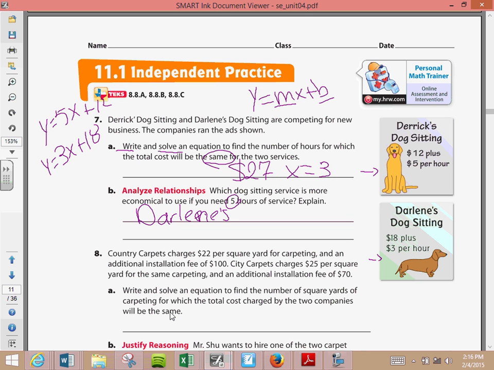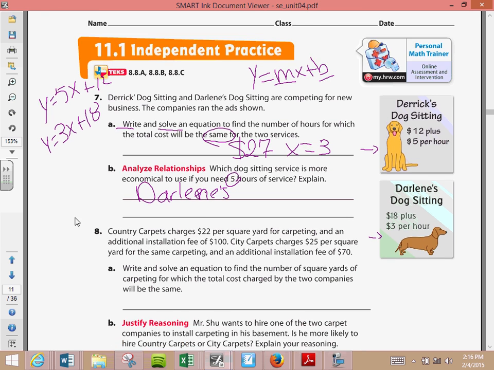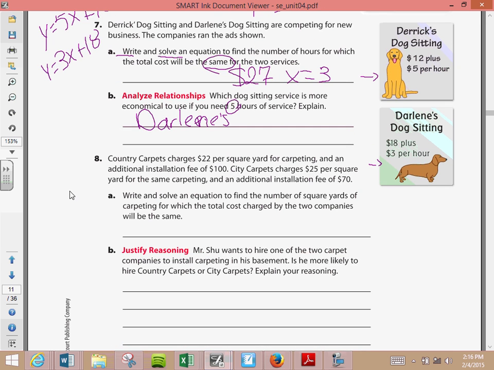And that's it. Move on to the next one. Country Carpets charges $22 per square yard of carpeting and an additional installation fee of $100. City Carpets charges $25 per square yard for the same carpeting and an additional installation of $70. So it'll be similar to the other one. Write and solve an equation to find a number of square yards of carpeting for which the total cost charged by the two companies will be the same. Another keyword, the same. This tells me I have to set them equal to each other.